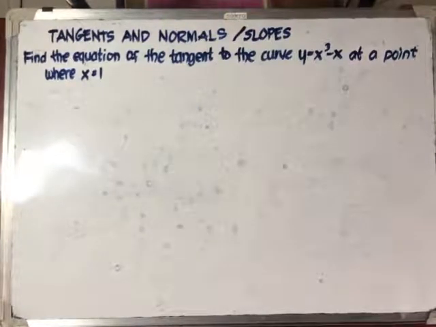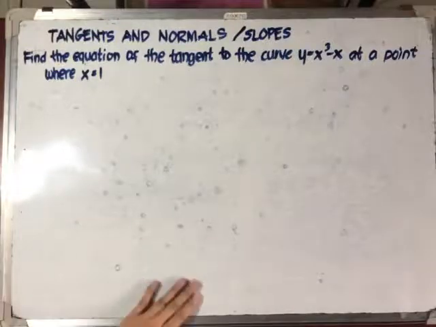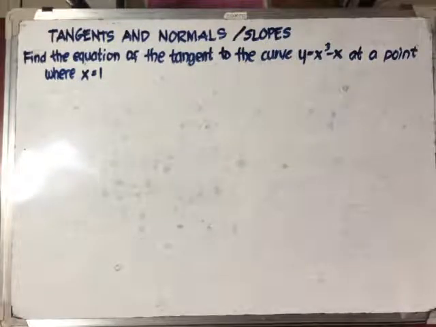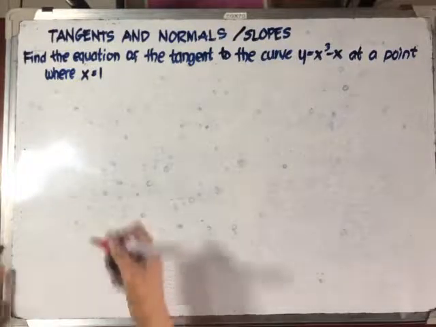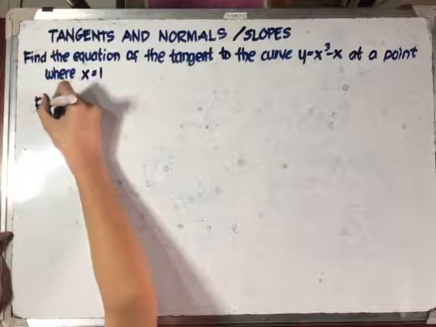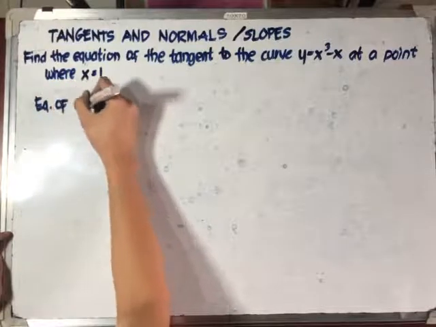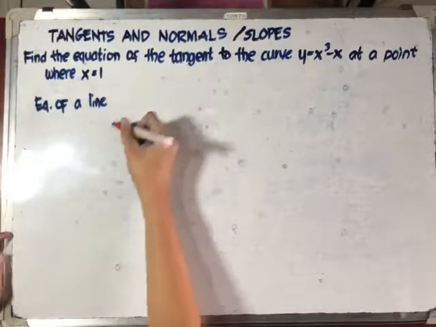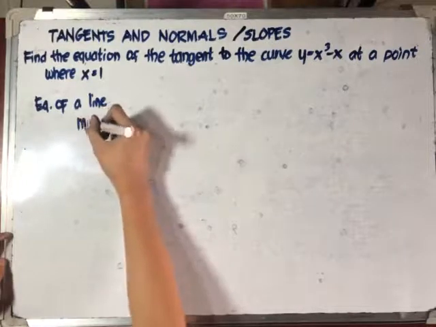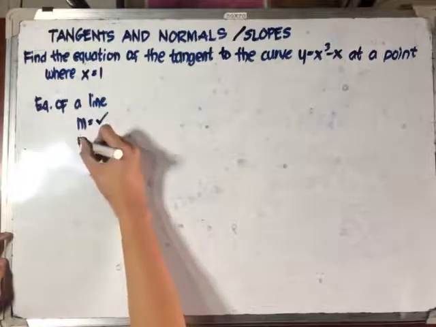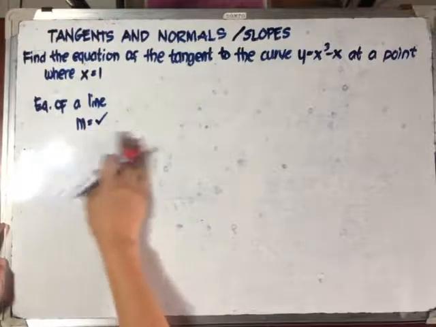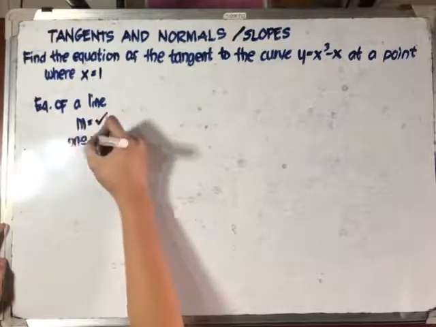Find the equation of the tangent to the curve y equals x cubed minus x at the point where x is equal to 1. So, we are asked to get the equation of the line this time. Not just the slope, but the equation of the line. But it's the same idea. For us to be able to get the equation of a line, you can get it if you have these two values: the slope, and you must have one point. Slope and one point.